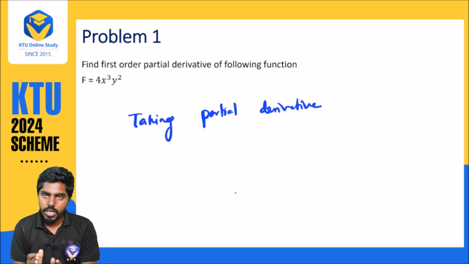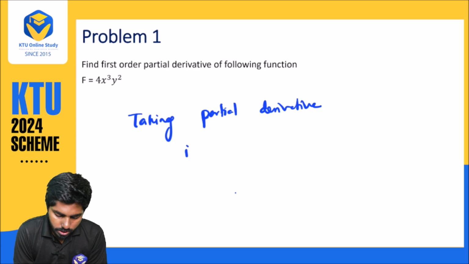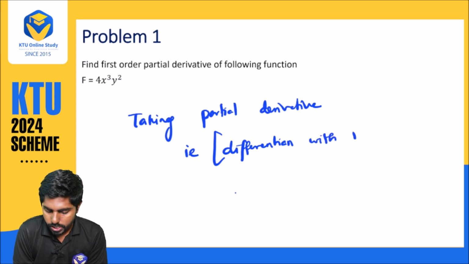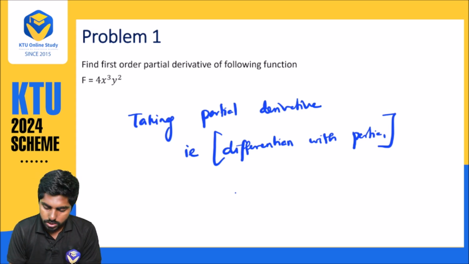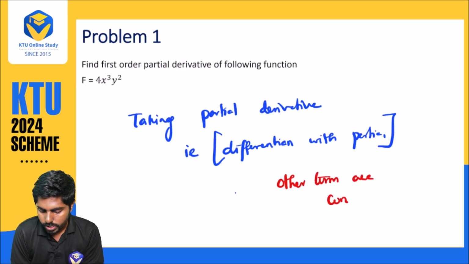Partial derivative means we are doing the differentiation with partiality, treating only that x term as the variable, and all other terms we are taking as constants. Here the other terms are constant. So you want to be very careful with this.